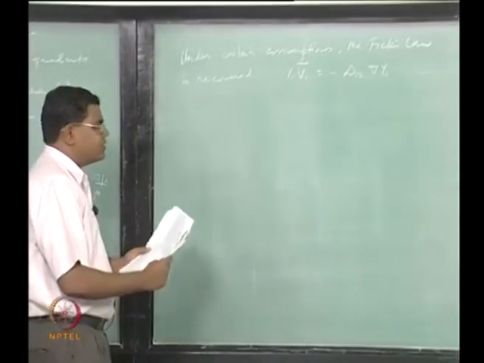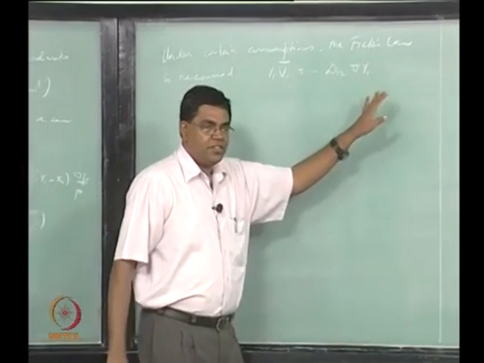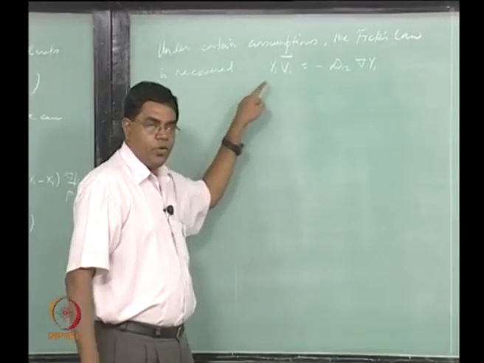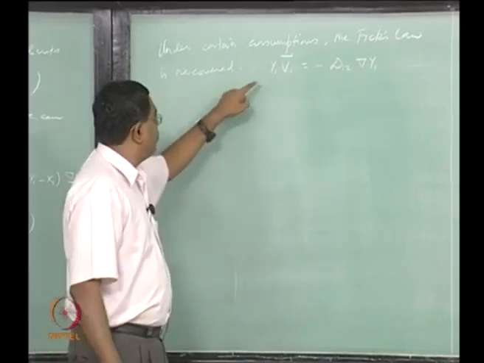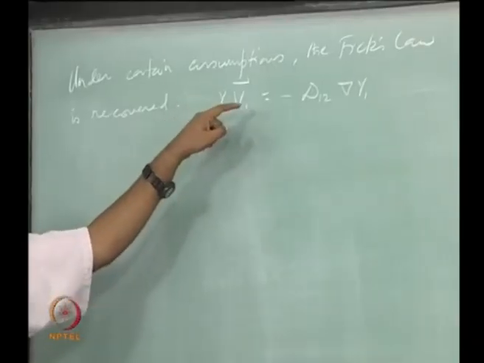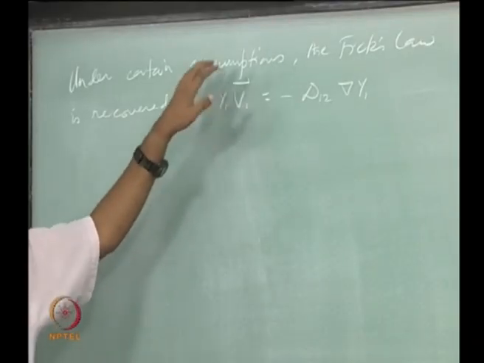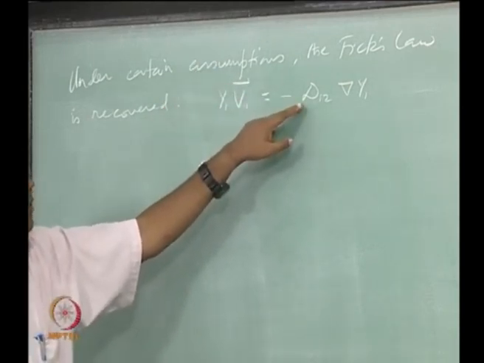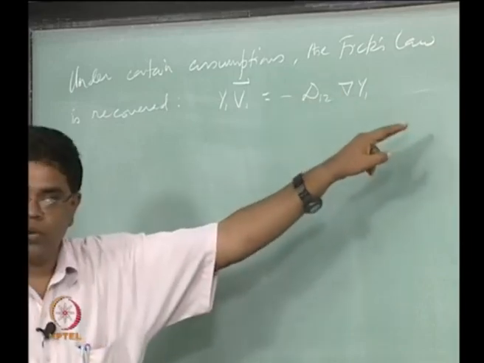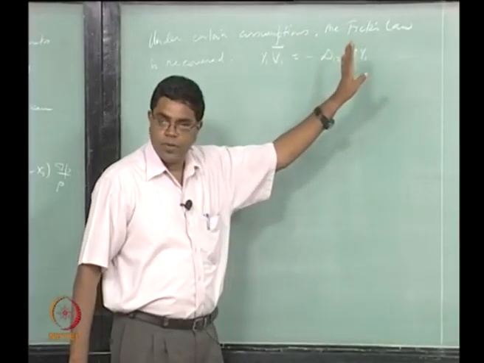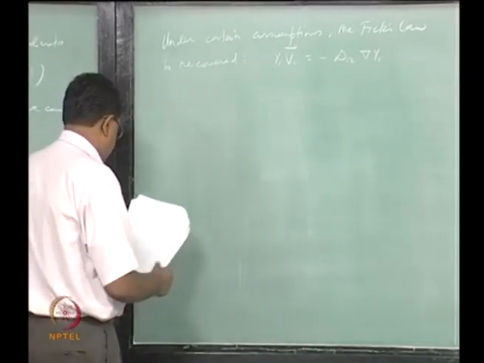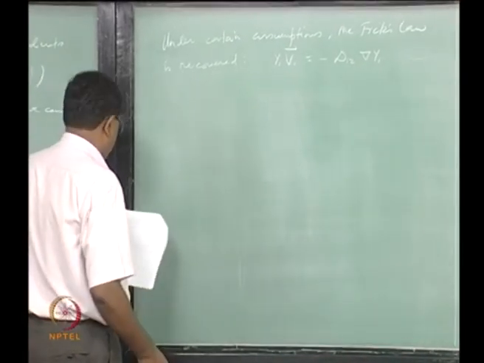Did we see this? Well, all you have to do is put in a rho on either side. If you now put in a rho, rho y1 becomes rho 1, rho 1 v1 vector becomes j1 vector, and that's equal to minus rho D12 gradient y1. That's exactly what we had before. So this is pretty much the same as what we saw for Fick's law.